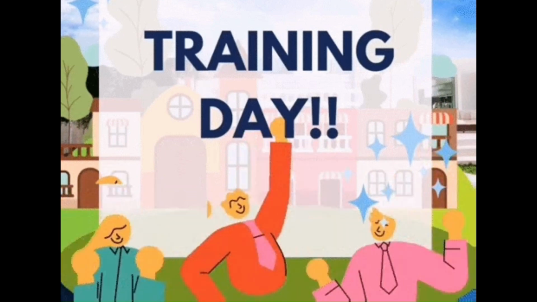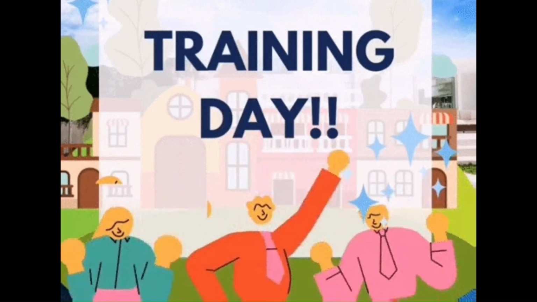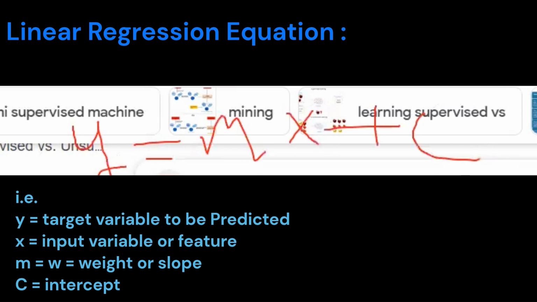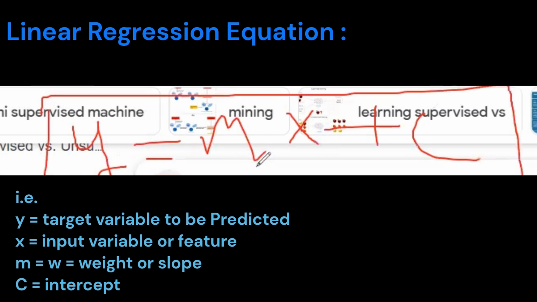So whenever we talk about training a model, why are we really training a model? Remember, there is always a mathematical equation behind the scenes: y equals, let's say, m times x plus c. Whenever I say I have a machine learning model, I am saying I have a mathematical equation. That's it. But in that mathematical equation, I have some constants which I don't know.